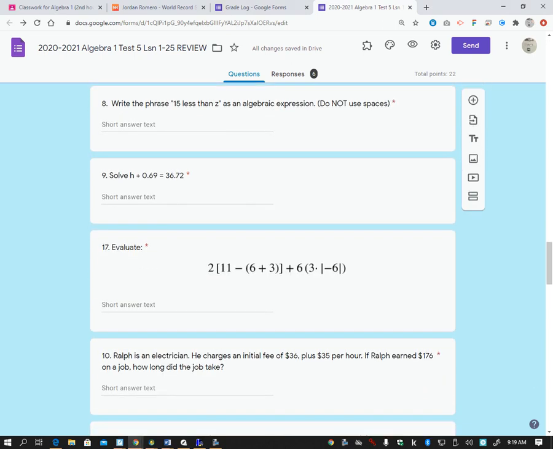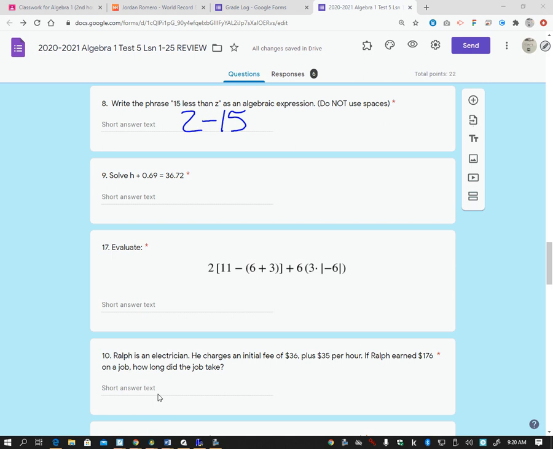Write the phrase 15 less than z as an algebraic expression. 15 less than z. Let me tell you what a lot of people will do. They'll write 15 minus z. Is that correct? No. So it's negative z plus 15? No. What is it then? Good. Z minus 15. We have z and we're subtracting 15 from it.